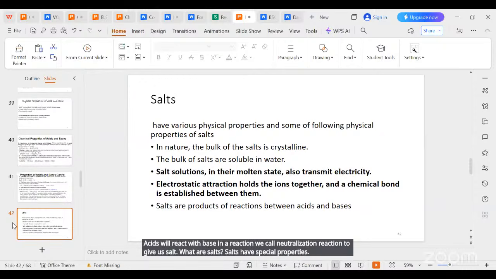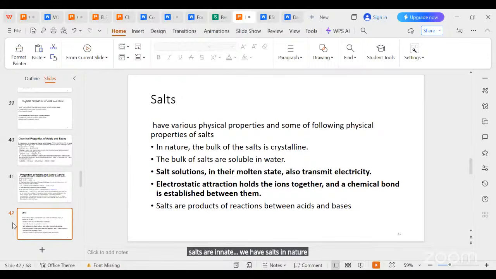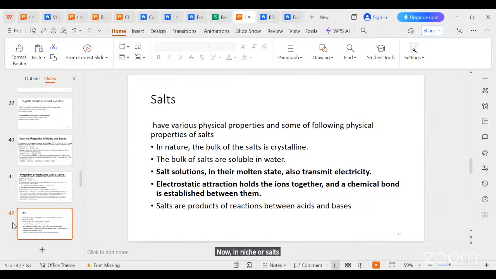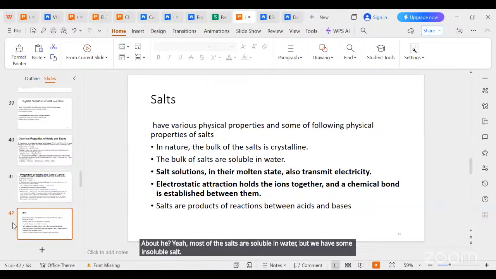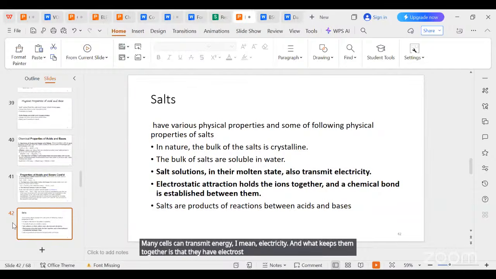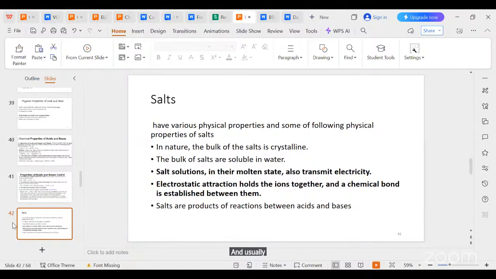We have salts in nature, and we have salts from reactions. Now, in nature, salts are crystalline, bulky. Most of the salts are soluble in water, but we have some insoluble salts. Salts can exist in their molten state or in solution. Many salts can transmit electricity. What keeps them together is that they have electrostatic attractions that hold the ions together, and there's usually a chemical bond between them.